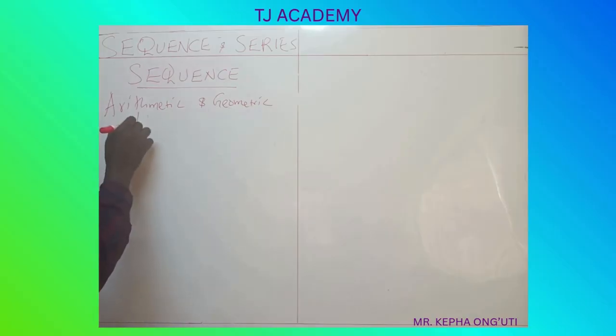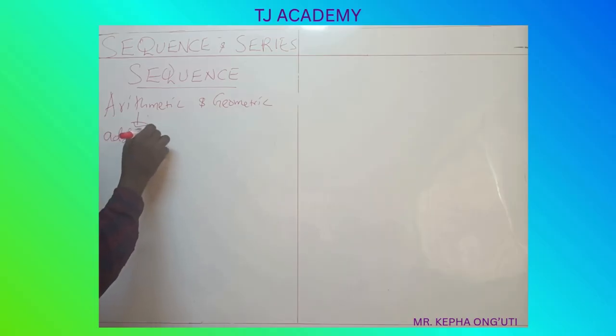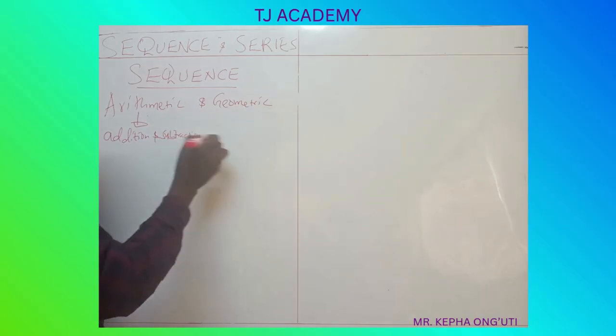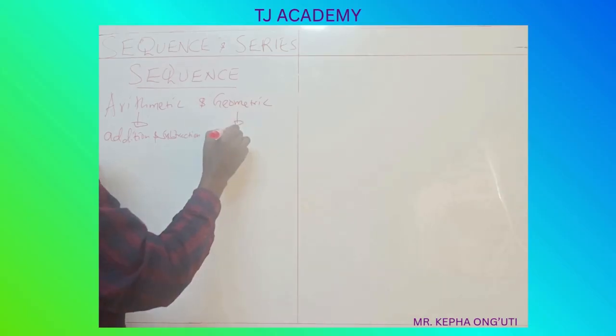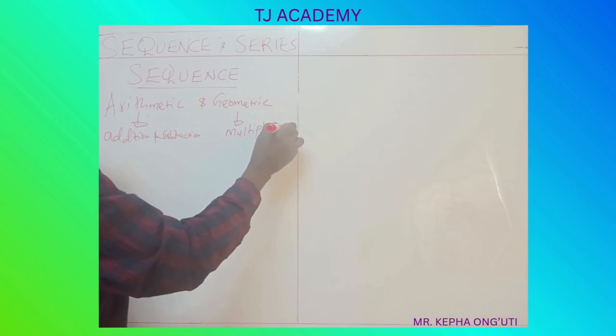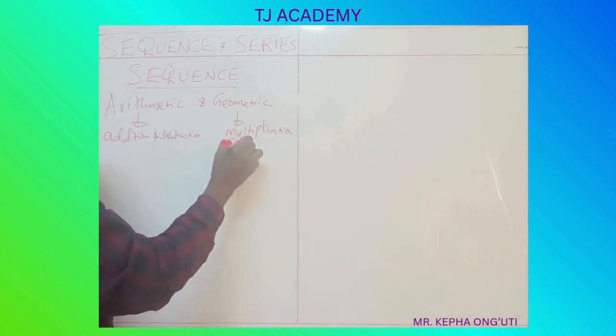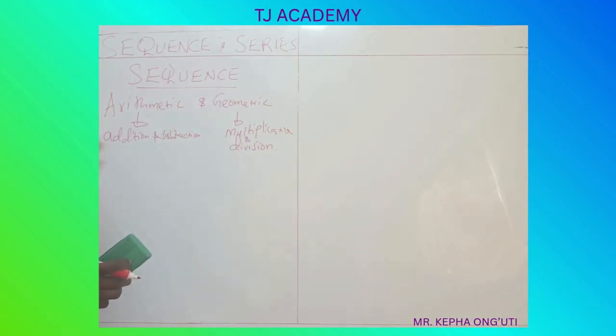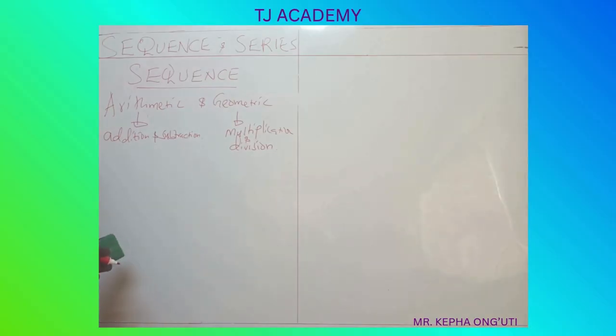We want to look at the arithmetic sequence, where it involves addition and subtraction. And for geometric sequence, we shall look at multiplication and division. Those are the two terms that we want to use for arithmetic sequence and geometric sequence.